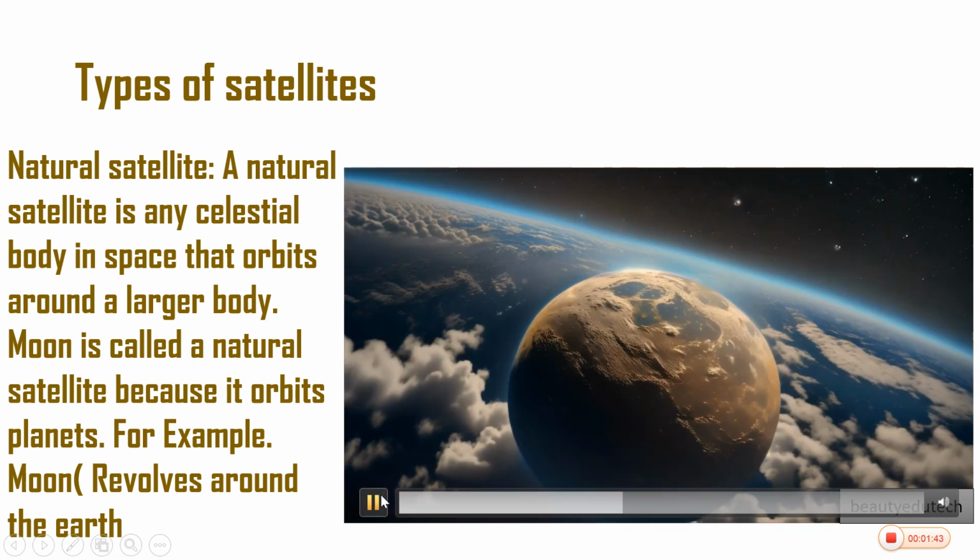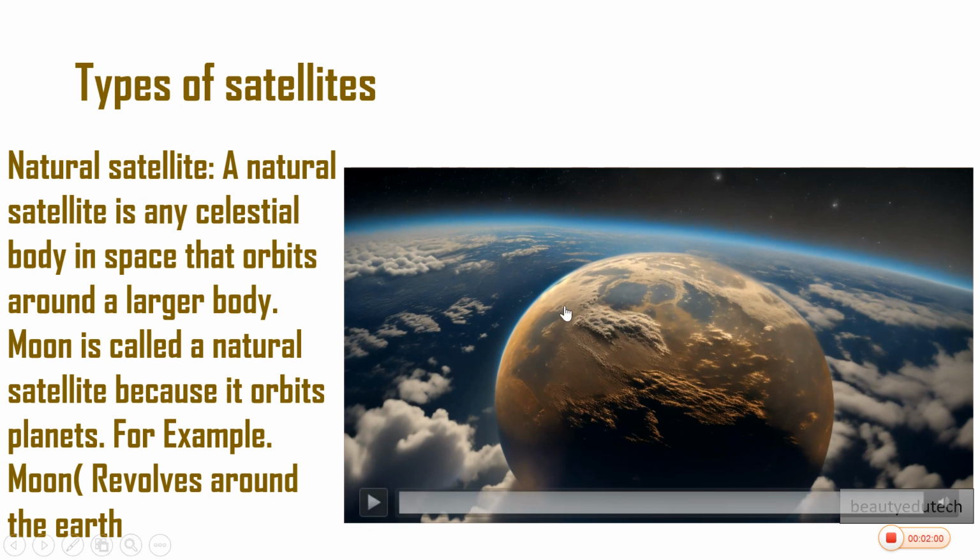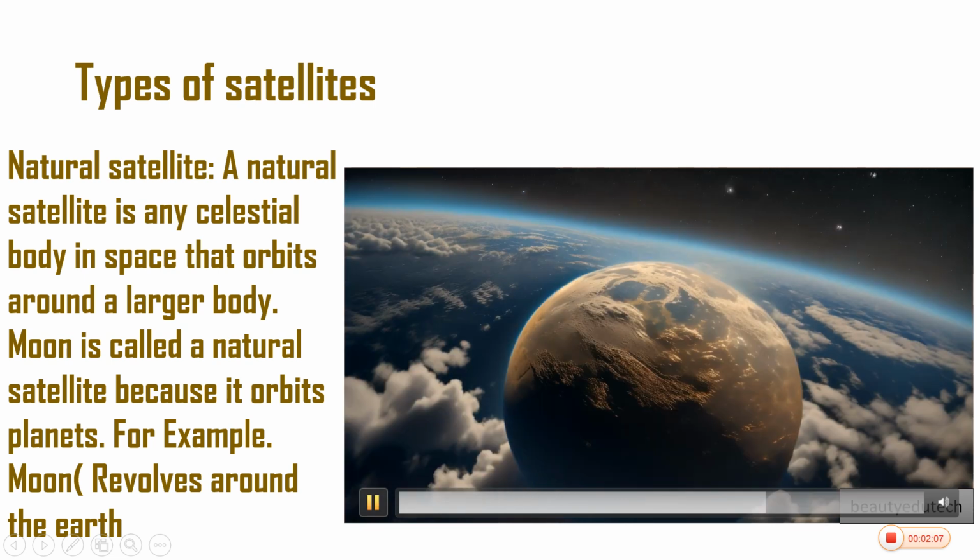A natural satellite is any celestial body in space that orbits around a larger body. The moon is called a natural satellite because it orbits planets. For example, the moon revolves around the Earth. The image on the screen is showing us a bigger object, that's the Earth, and this is the moon orbiting the Earth. This is a natural satellite. It is moving around the Earth.